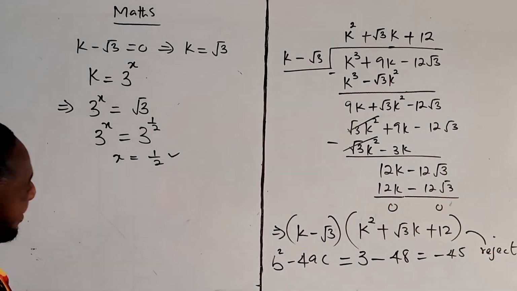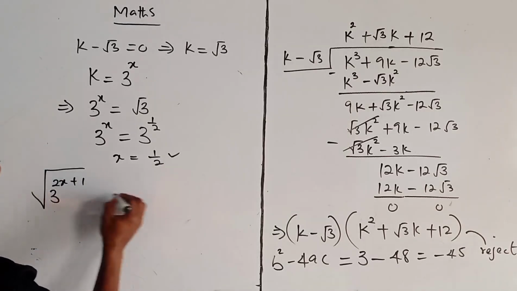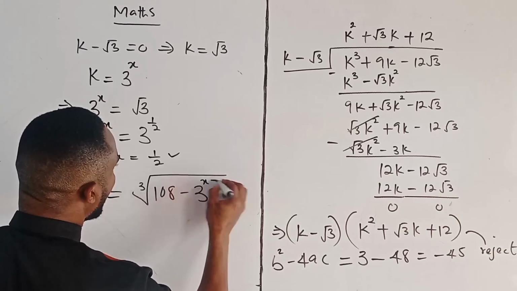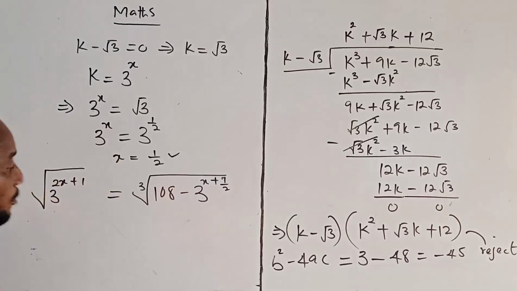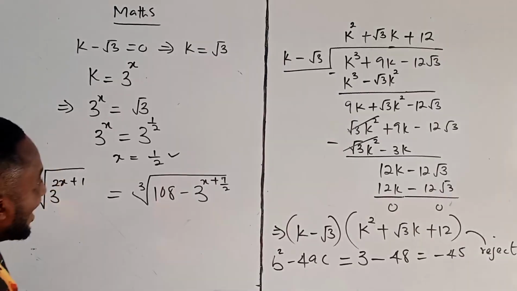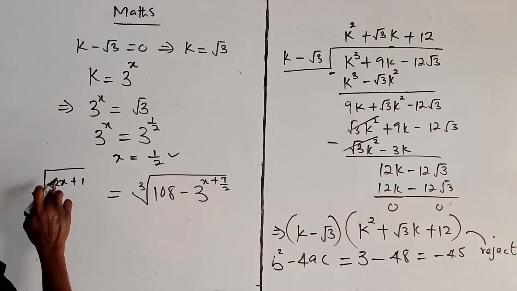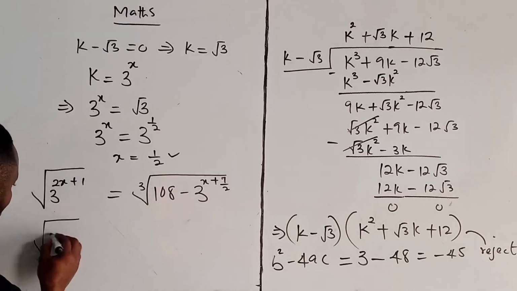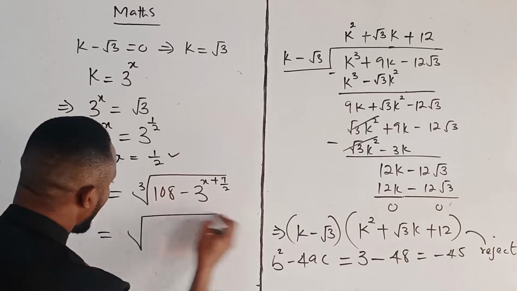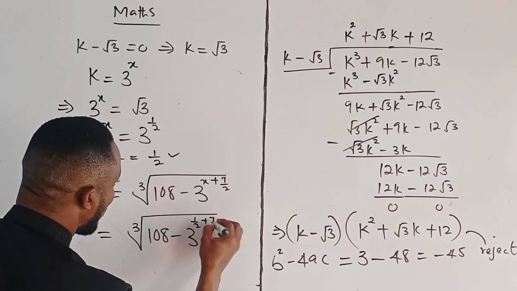So we need to test this. And we need to recall the main problem. The square root of 3 to the 2x plus 1 equal to the cube root of 108 minus 3 to the x plus 7 over 2. So we are almost done. Then to fast check, I just want to satisfy curiosity that x equal to half is the true solution. So if I stick in half here, we'll be having the square root of 3 to the 2 times half plus 1. Okay. Is it equal to the cube root of 108 minus 3 raised to half plus 7 over 2?